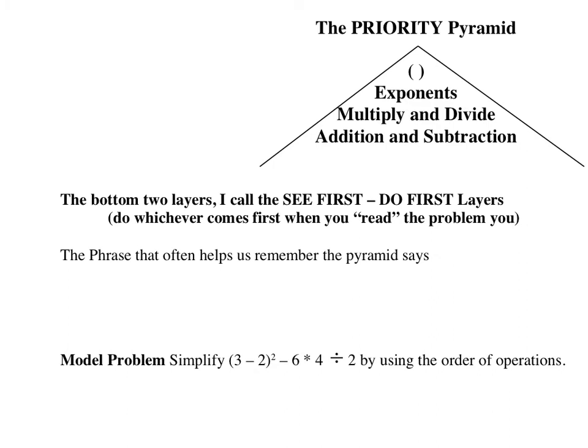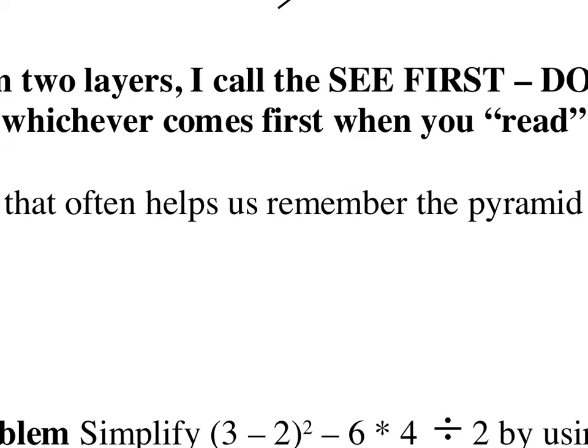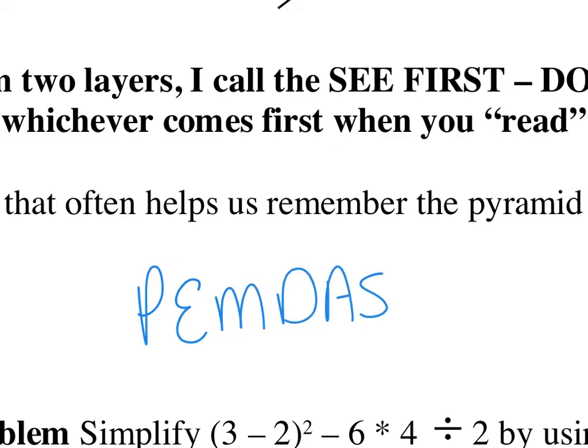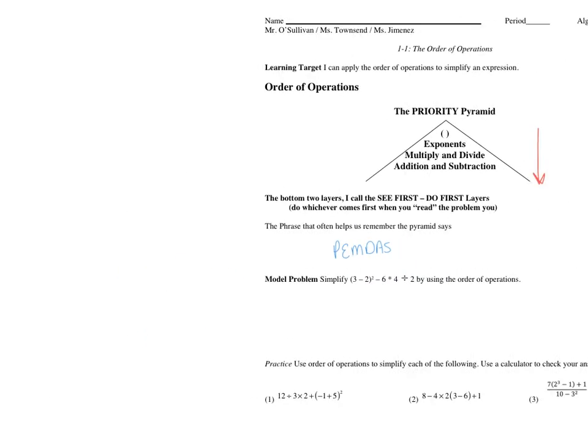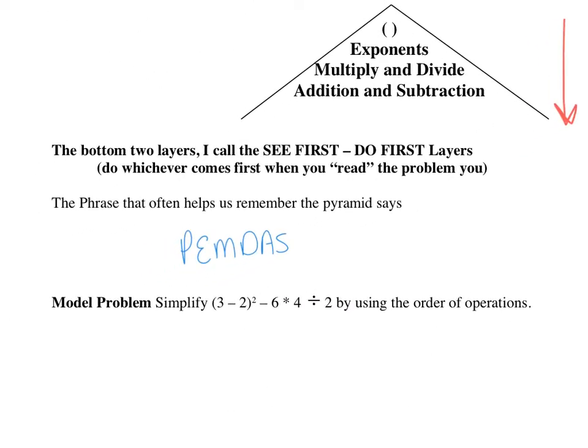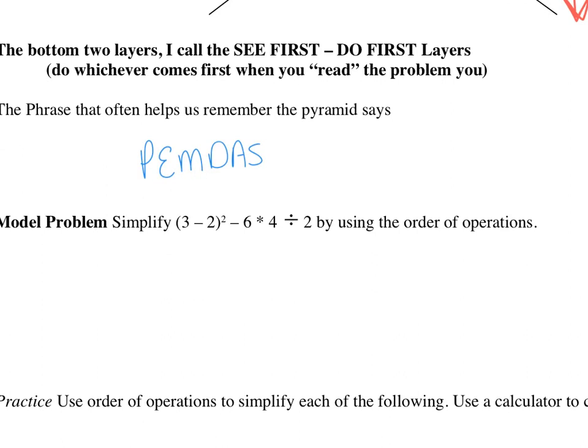So on your PDF, what I am going to want to see is I want to see in this little blank space, PEMDAS. So I want to see the parentheses, the exponents, the multiplication, the division, the addition, and the subtraction. The P stands for parentheses, the E stands for exponents, the M stands for multiplication, the D stands for division, and the A and the S stand for addition and subtraction.